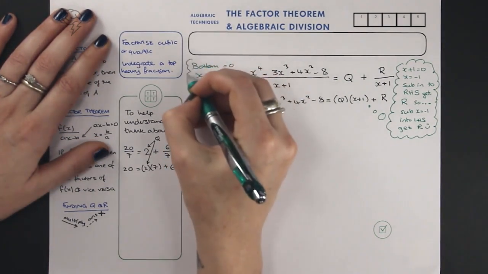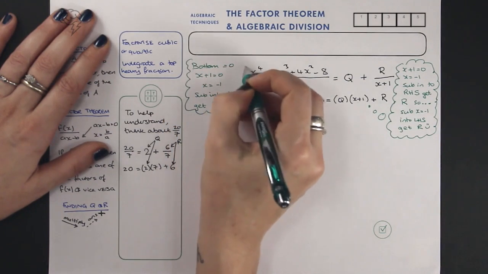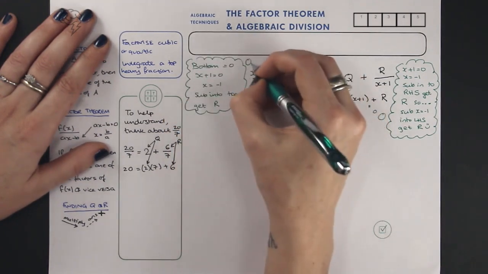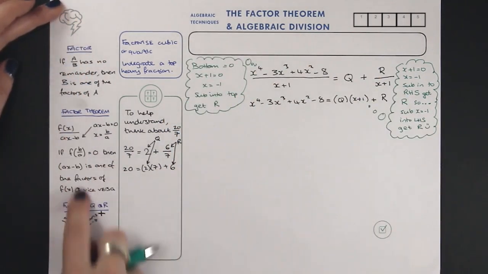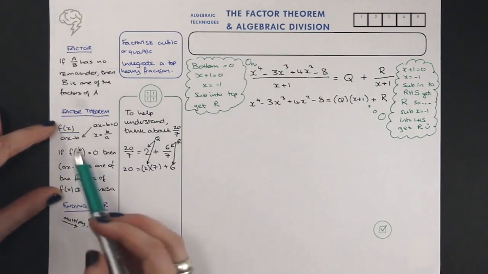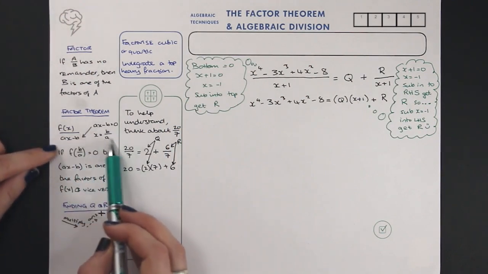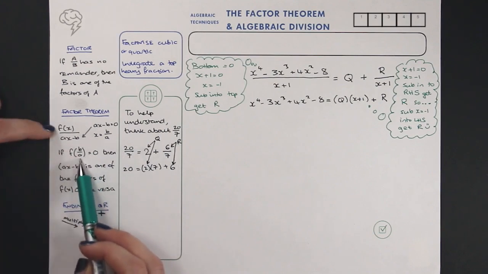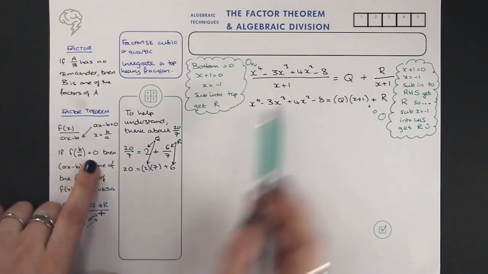Okay, so this is a really, really simple way of getting the remainder, and we can rephrase this slightly and have the factor theorem. So what the factor theorem says is that if you take the bottom and you make it 0 and you find out what the x is and you put it into the top, then if you get 0, now don't forget we know we're getting the remainder.